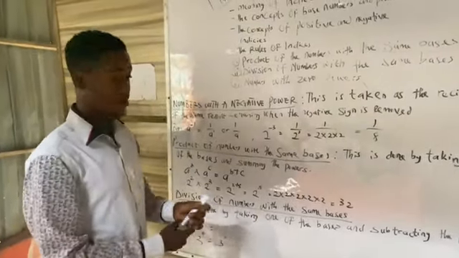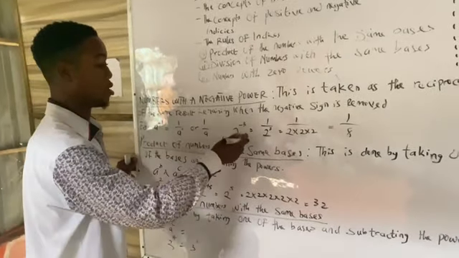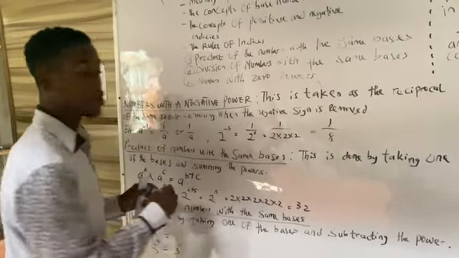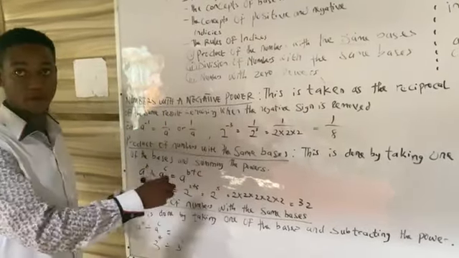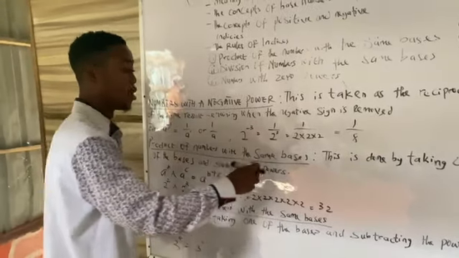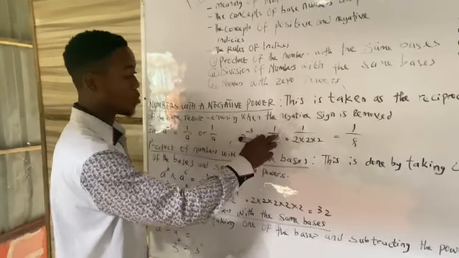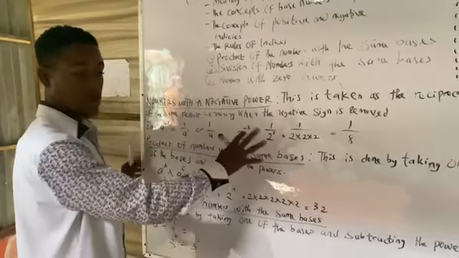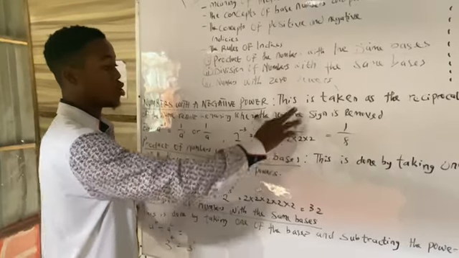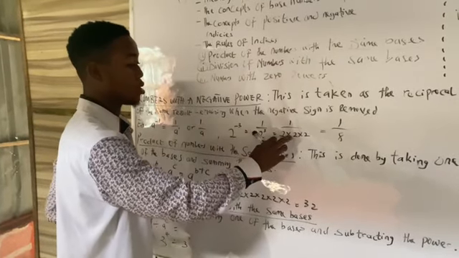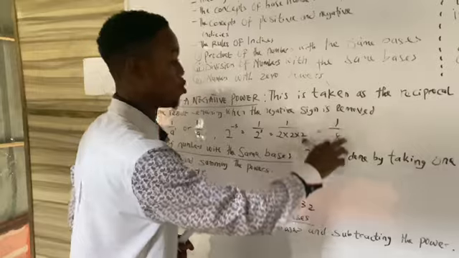Another example is 2 raised to power minus 3. Now this is the negative. For us to solve and remove the negative here, we write it like this, which is 1 over 2 power 3. And we cannot just leave our answer here, which is equal to 1 over 2 times 2 times 2, which is equal to 1 over 8.